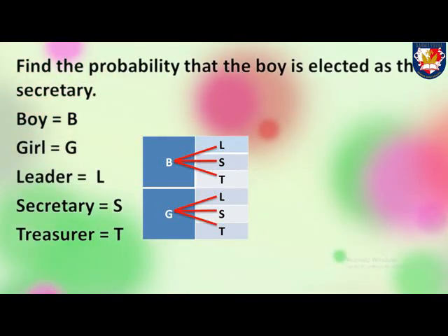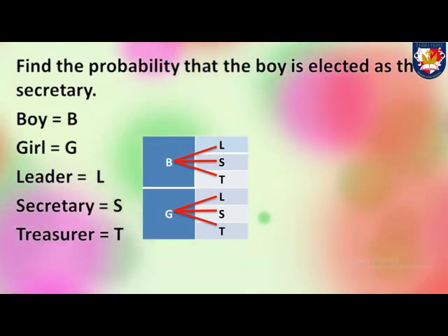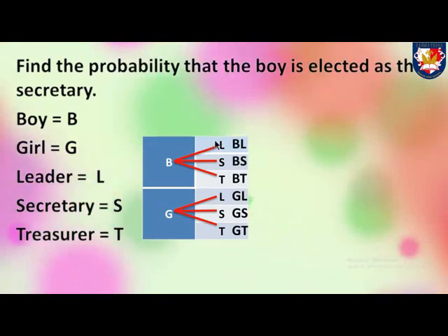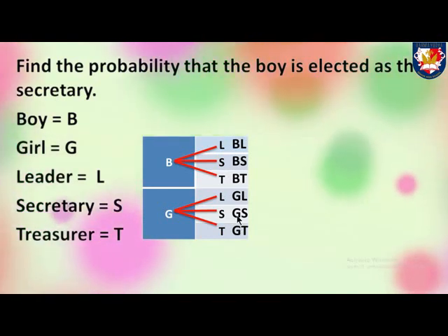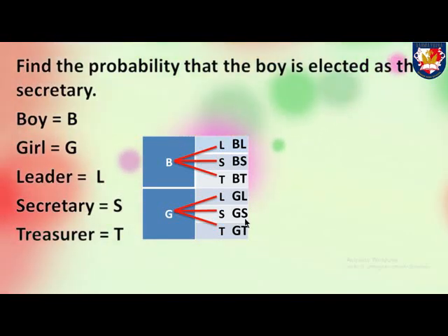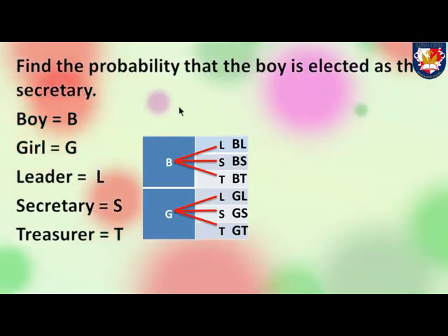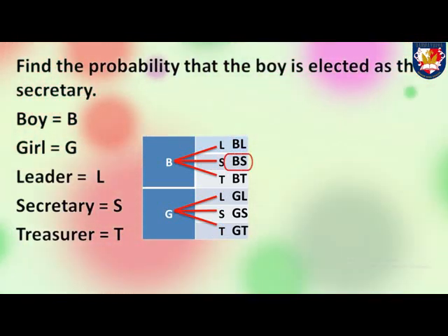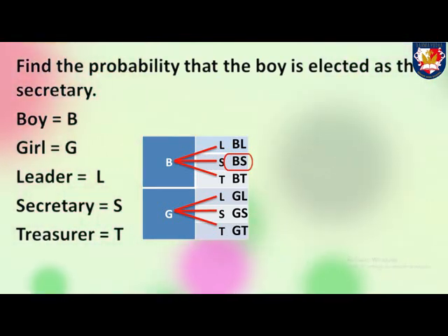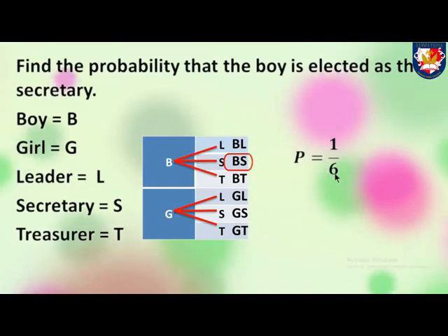Find the probability that the boy is elected as the secretary. First, we need to list all the outcomes. These are the outcomes. GS means the girl as secretary. The problem asks for boy as secretary. If you look very carefully, you will find that there is only one favorable outcome from this event: BS, boy as secretary. So the probability is 1 per 6: one favorable outcome per 6 total outcomes.